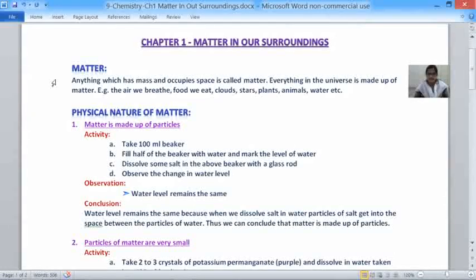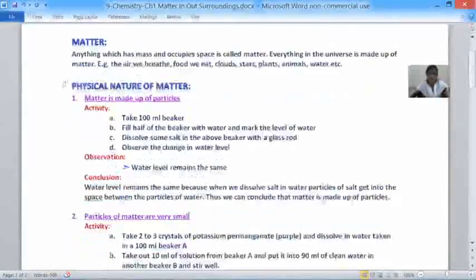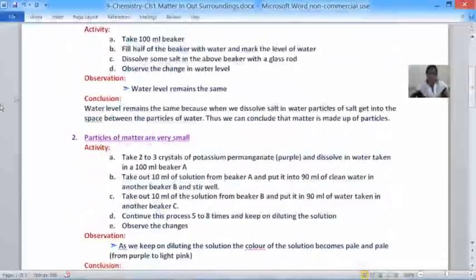The second physical nature of matter is that particles of matter are very small. To understand this concept, we have to perform another activity. For that, we take 2 to 3 crystals of potassium permanganate. Potassium permanganate crystals are purple or violet in color.